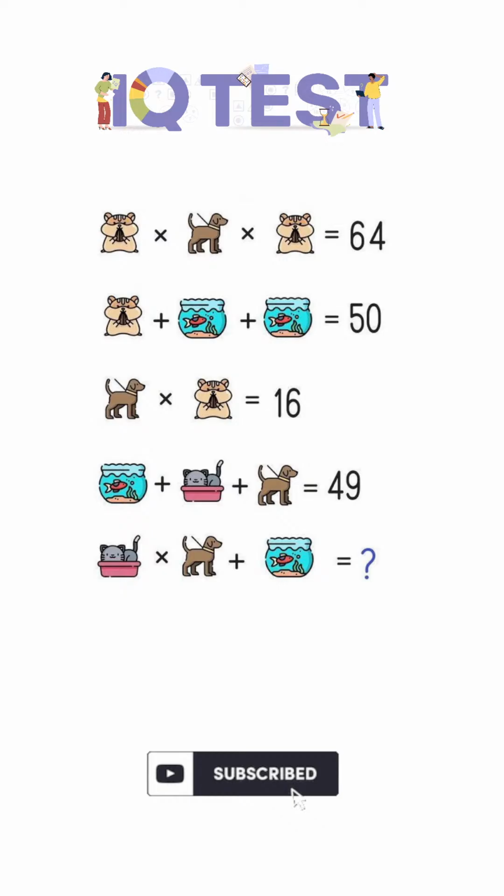So we have a hamster multiplied by dog multiplied by another hamster is 64. And we have the hamster multiplied by a small aquarium plus aquarium, that is 50. Then we have the dog multiplied by the hamster is 16. Then we have the aquarium plus the cat plus the dog is 49. So we have to find the cat multiplied by the dog plus the aquarium. All right, that's what we are supposed to find. So what do we have?